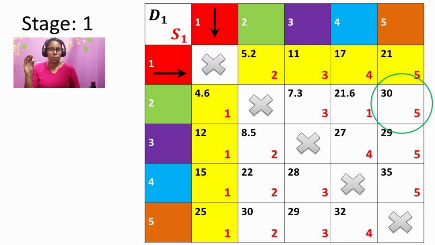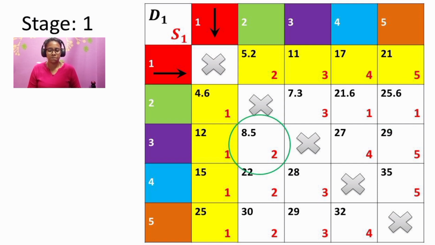Now add 4.6 plus 21, which gives me 25.6. So I clearly see there is a change. So what I do, I update the distance value and the stage is 1. So I change that root value 5 by 1. That means via 1, I am reaching 5 from 2. Similarly, I will see the changes for every unblocked cell.